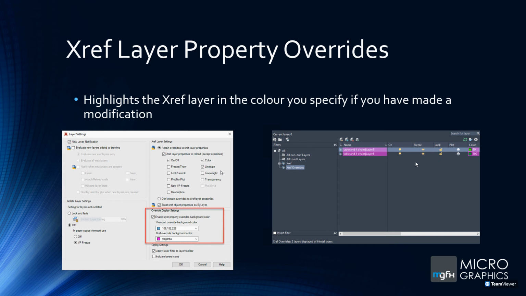So you can highlight that layer in your layer palette by going to override display settings over here, and I can see the Xref override background color. And on the right hand side of it, you can see there it highlights the name of the layer in purple, and it will also highlight what you've changed. So if I put it on or off, or locked it, or unlocked it, or plotted it, changed the plot style, it'll highlight that in the purple that I've chosen. Okay, so that's a nice, quick, and easy way to visually see what's being overridden or not.